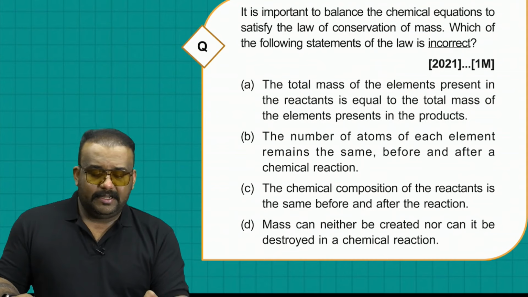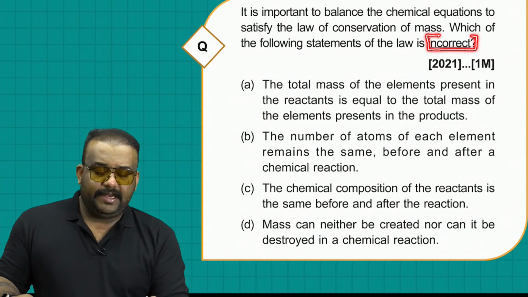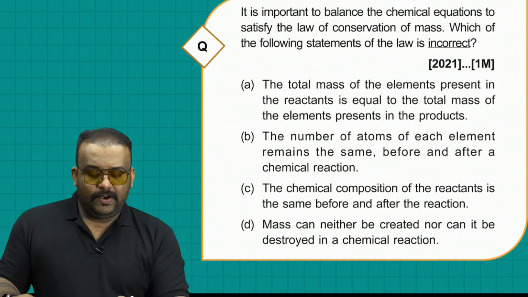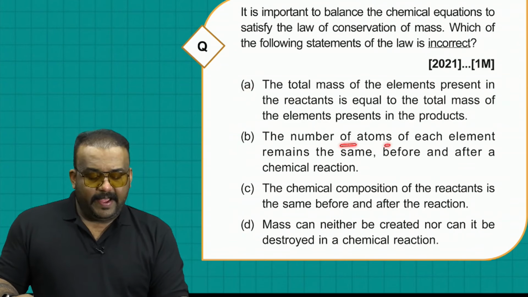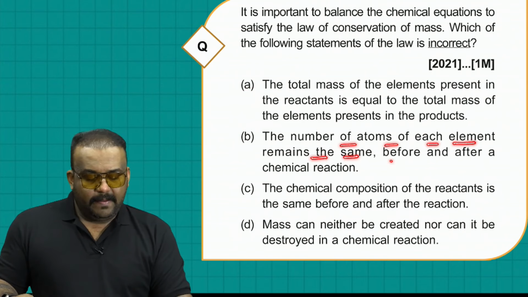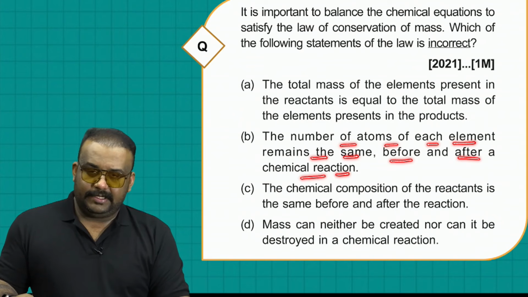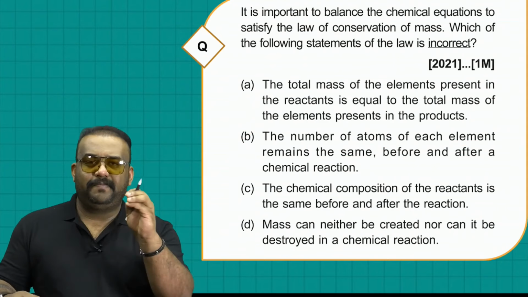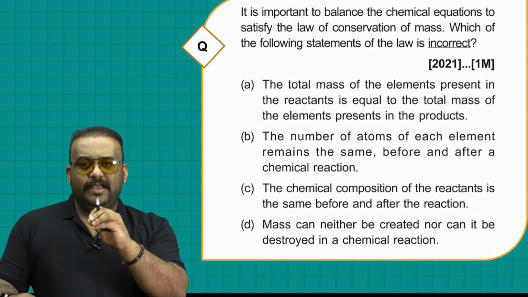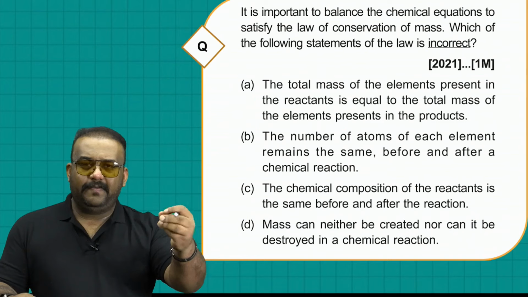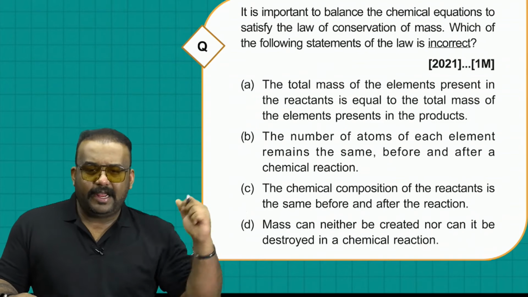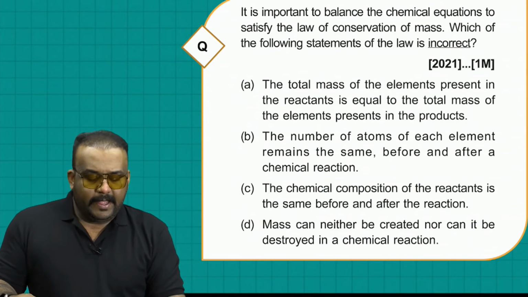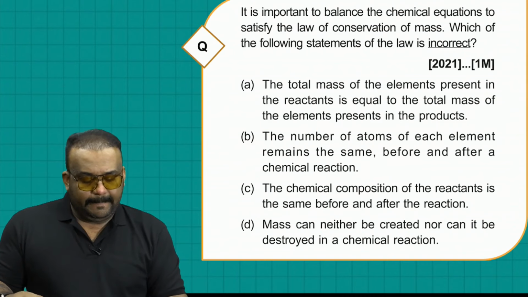That is a correct statement. Our question is, which of the statements is incorrect? So, the first statement is correct. Second statement, the number of atoms of each element remains the same before and after a chemical reaction. That is true. If you have some number of atoms of a particular element on the left side, which is 3 or 4 or 5, that same number should be there on the right side of the equation also. So that option is also correct.